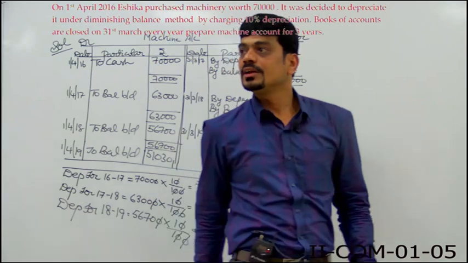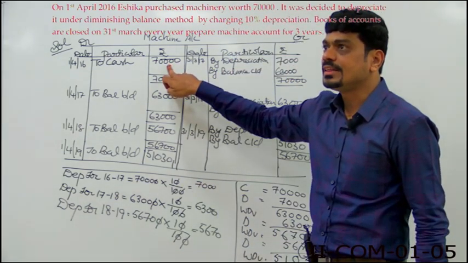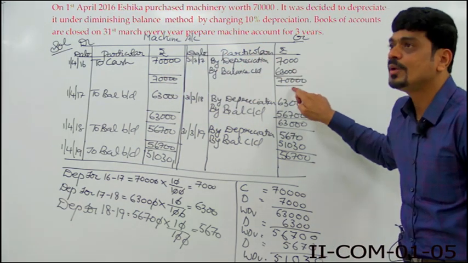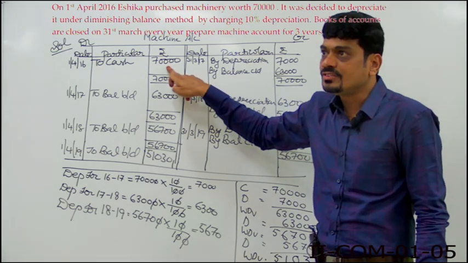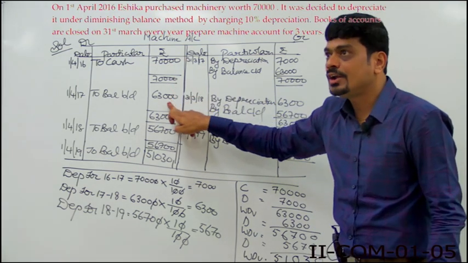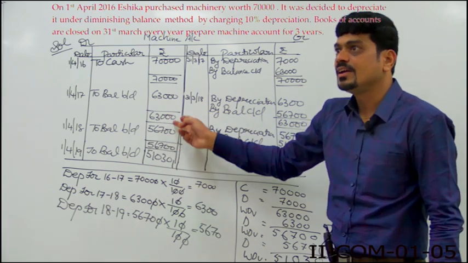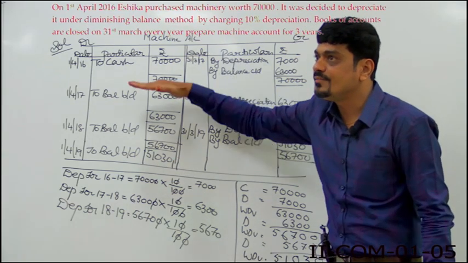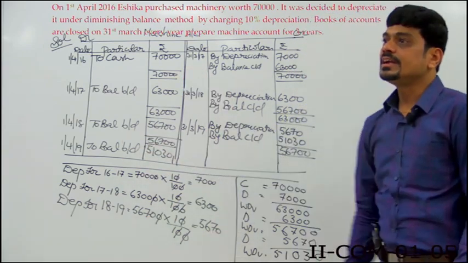51,030. Here again I'm explaining. We bought for 70,000. Same depreciation balance will be same. Only the amount of depreciation is changing. First year we calculated on 70,000. Next year we calculated on 63,000. Then we calculated on 56,700. Then next, if you want, we'll calculate on 51,030. Like that, every year depreciation amount will be decreasing, decreasing, and decreasing.